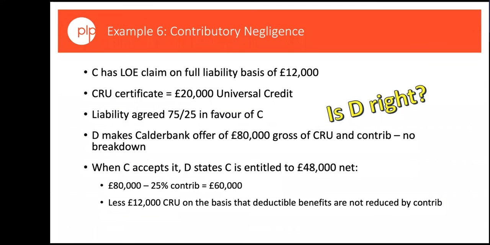Now, the second example is on similar facts, but here, the claimant's loss of earnings claim on a full liability basis is £12,000. What the defendant says when the claimant accepts its offer of £80,000 gross of CRU and contrib is that, well, claimant, you're entitled to £48,000 net. And the way we get there is we take the 25% contrib off our offer of £80,000 to get to £60,000. And then your loss of earnings claim is £12,000, CRU's £20,000, so the full £12,000 comes off and you get £48,000 in your hand.